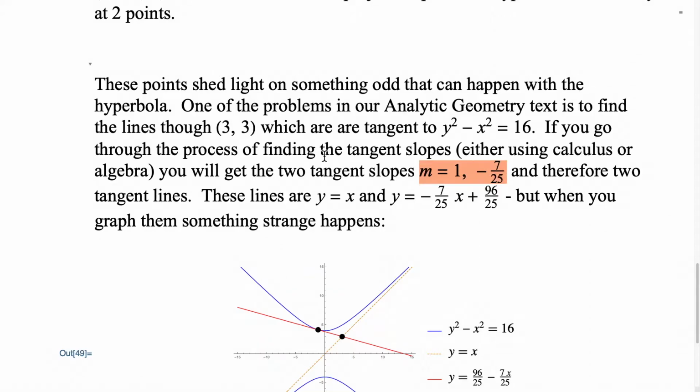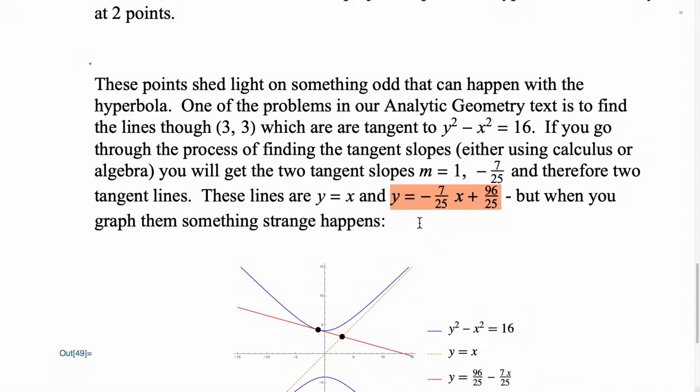You have the slopes, you know they go through 3, 3. You can get the equations of the lines pretty easily. The first one for m equals 1 gives you y equals x, and the second one gives you y is minus 7/25 x plus 96/25.